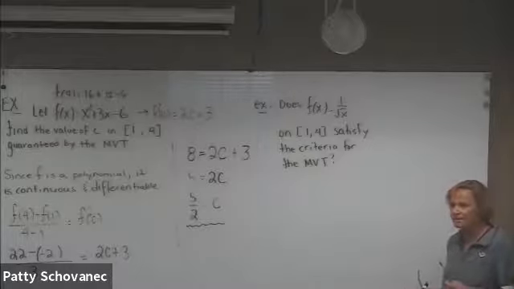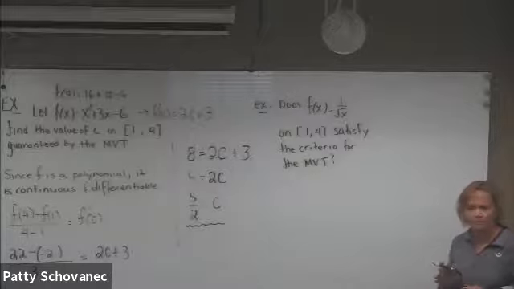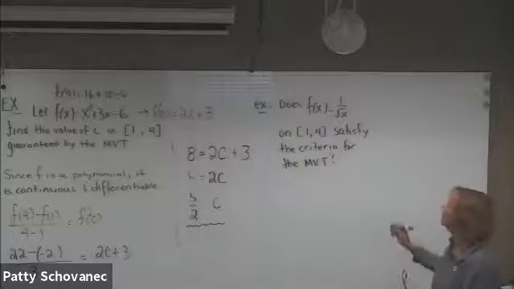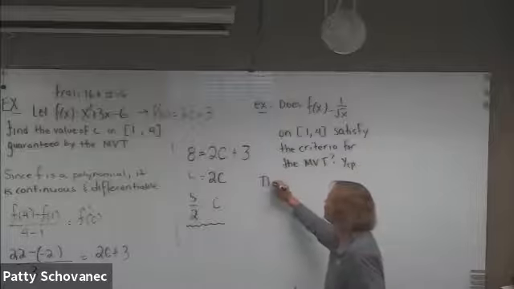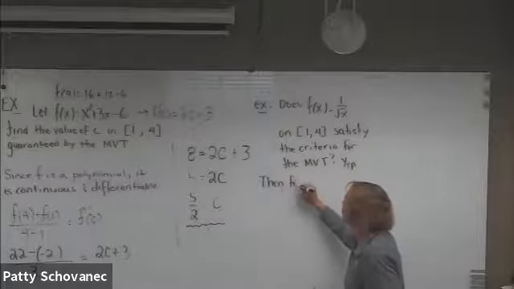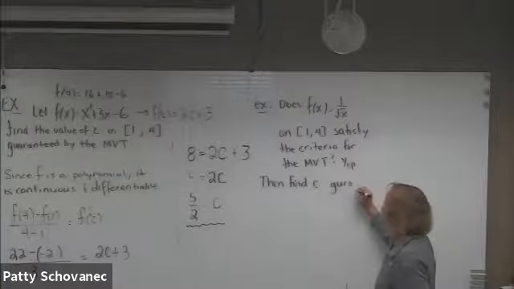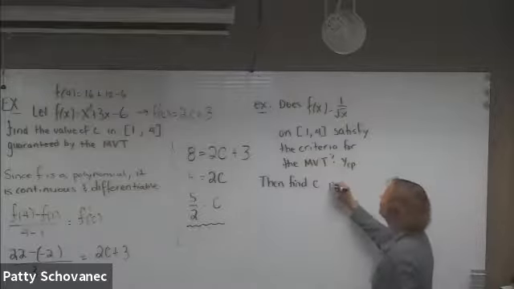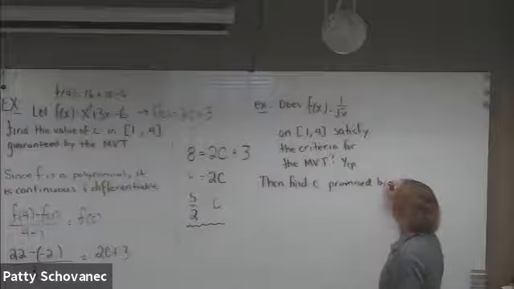This is continuous on the interval from 1 to 4. Is the derivative defined everywhere on the interval from 1 to 4? The only problem spot would have been 0, and that's outside the interval. So, yep. Then find that value c, guaranteed. Promised. By the mean value theorem.